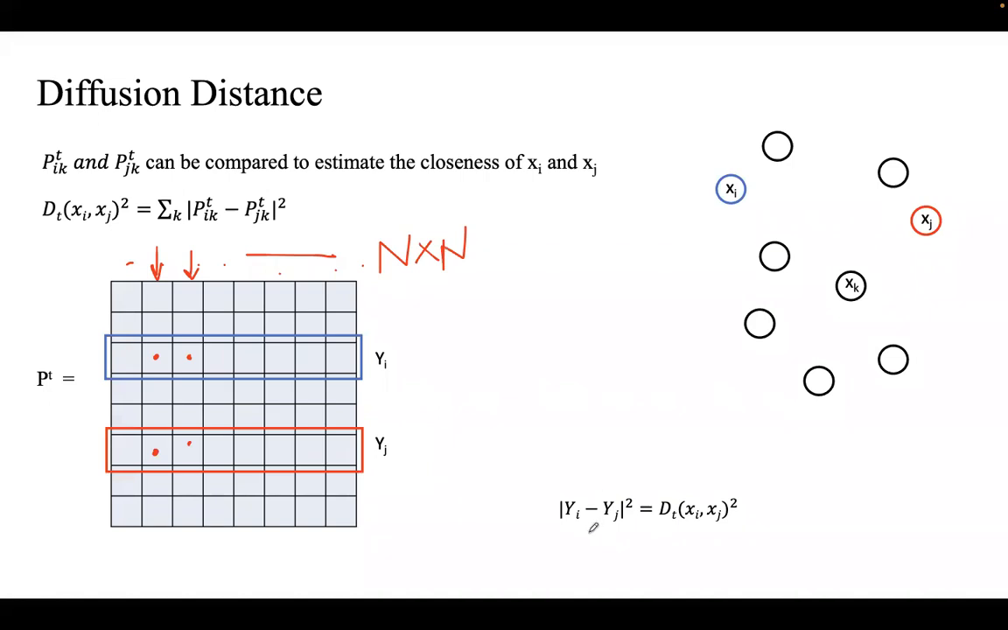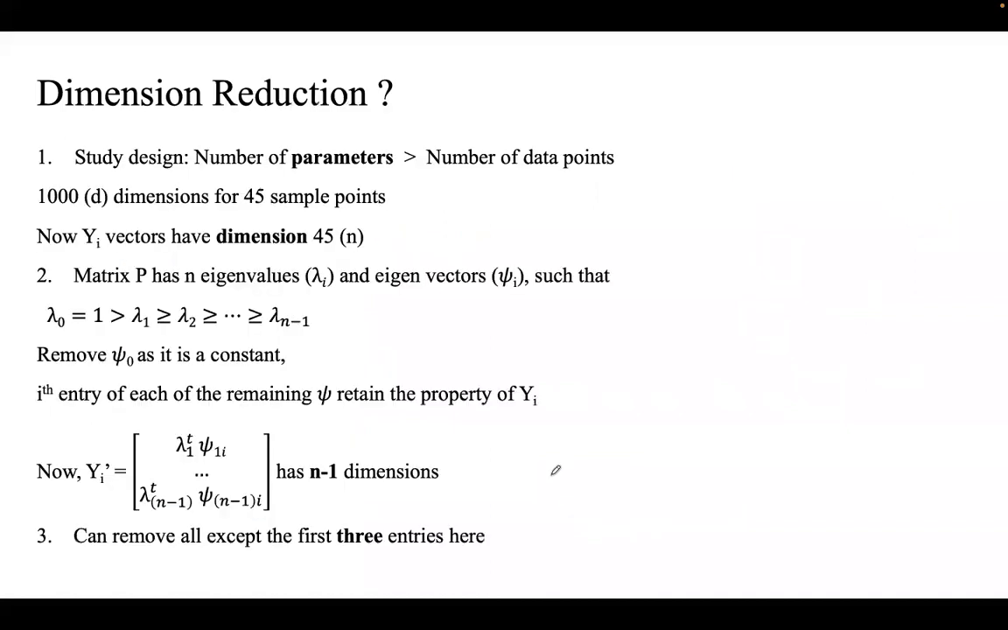Each of them have n elements. So if you find the Euclidean distance and you square it up, you are actually finding the same thing as the diffusion distance square. So diffusion distance is both equal to this formula as well as this formula. So this one is slightly simpler. Euclidean distance, we are all familiar with this. All right. So this is Euclidean distance.